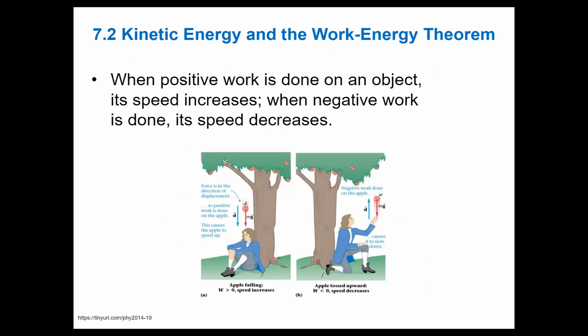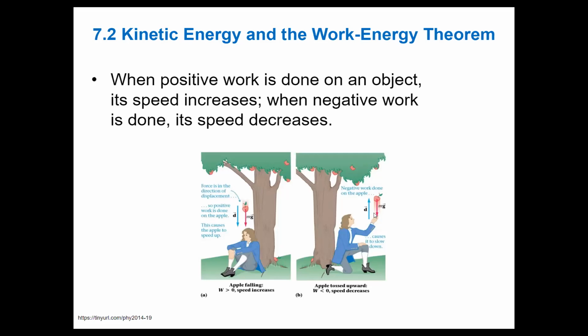I think it's quite straightforward that if an apple falls down from the tree, then the speed increases, because the apple is under the influence of the weight, going in the downward direction. Its displacement is also in the downward direction. So if the force and the displacement are in the same direction, then the work done on the apple is positive. So when work is positive, then speed increases.